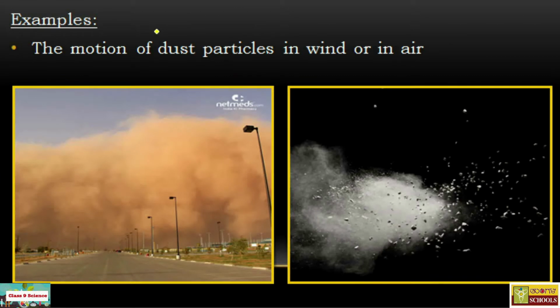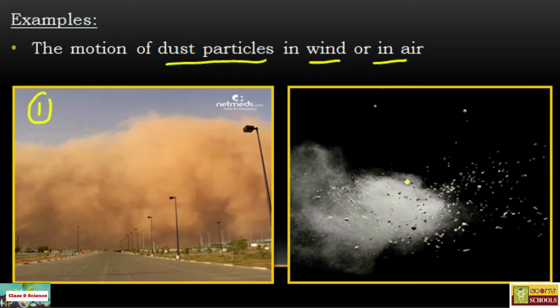Let us take some examples of random motion. The motion of dust particles in wind or air. See, I have given two different pictures, and they are nothing but dust particles. In picture number 1, it is showing the dust particles blowing out. That motion is taken as random motion. The particles in the wind, wherever they want, they are moving. Such motion of the particle is known as random motion.